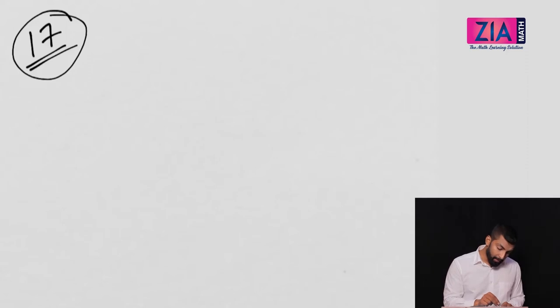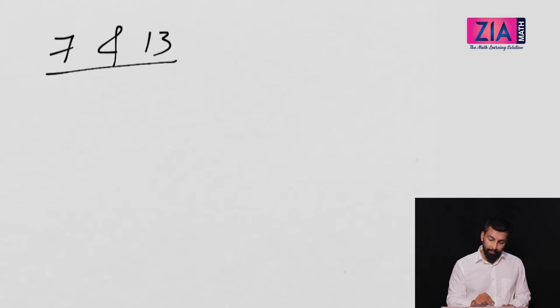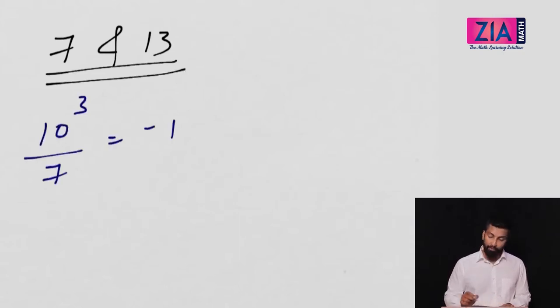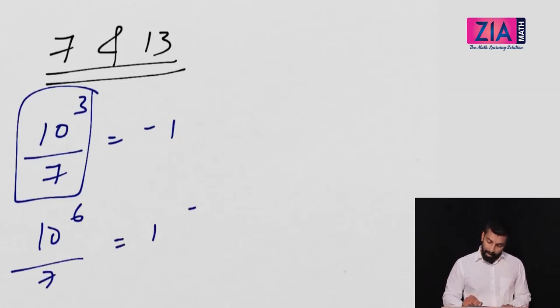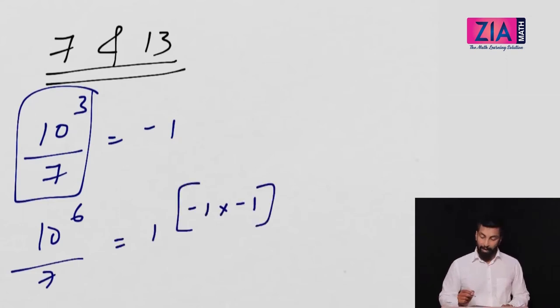So what is the divisibility rule of 17? See, if you remember what we have done in case of 7 and 13 and 11 etc., or to be more particular, 7 and 13, we know that 10 raised to 3 divided by 7 will give you -1 as the remainder, right? So we used this to solve questions. Then 10 raised to 6 by 7 will give you 1 as the remainder. Why? Because -1 into -1, applying basic remainder theorem.